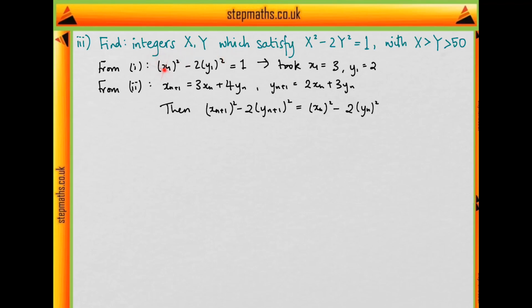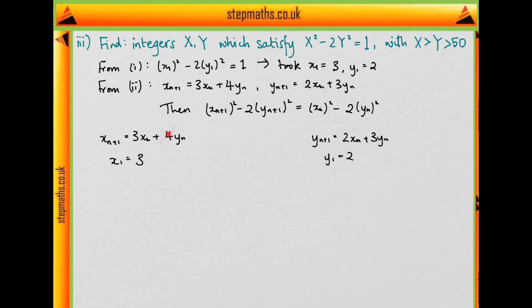So if we started off with the x1 and y1 that we had from part 1, and then use this to find out more terms in the sequences, then when we do this calculation on the terms that we find, we will still have 1. So we can use these sequences to find more numbers which satisfy this equation. So we can just keep looking for more numbers until we get ones that are greater than 50. So pause the video and see if you can find x and y using these equations.